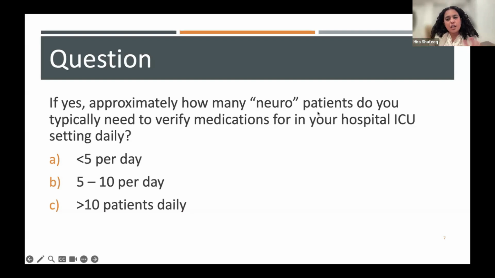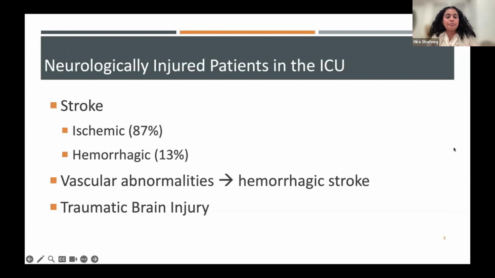So I wanted to go over some of the key things that you need to think through for a specific patient that's, quote unquote, listed as a neuro ICU patient.